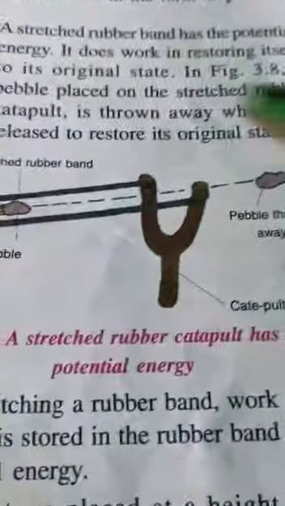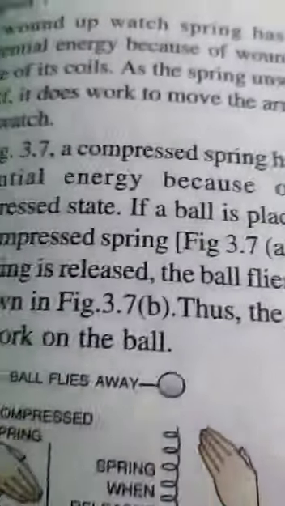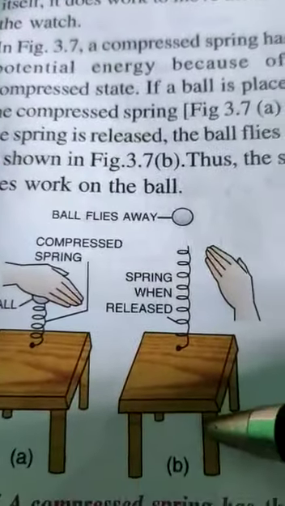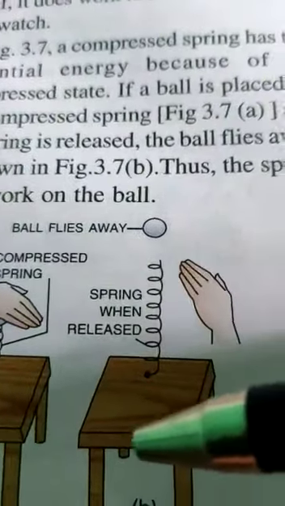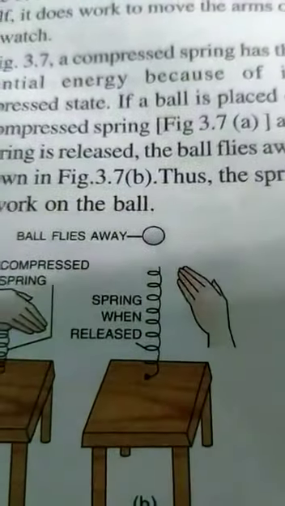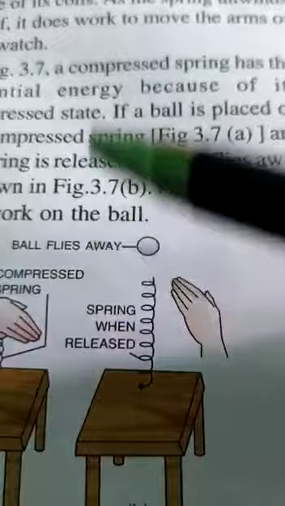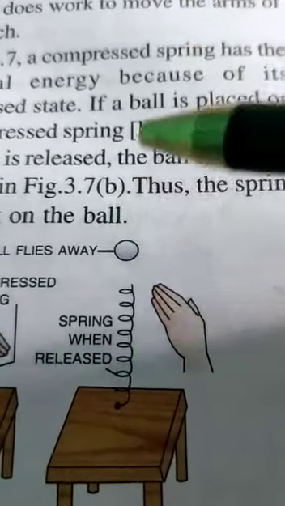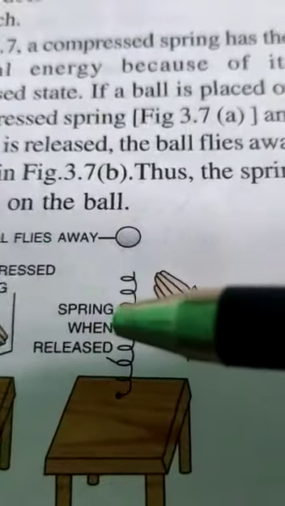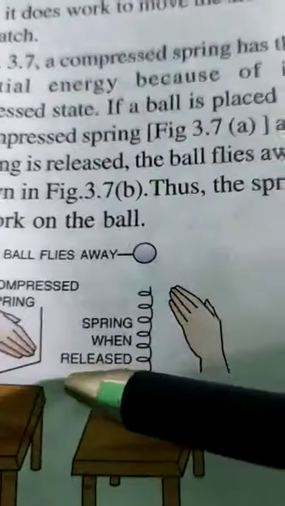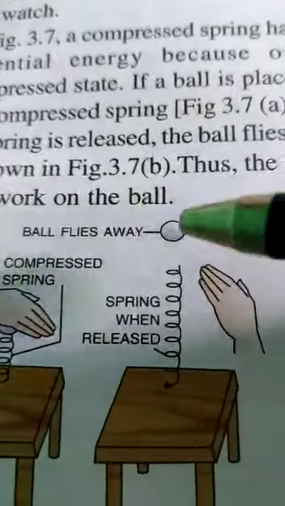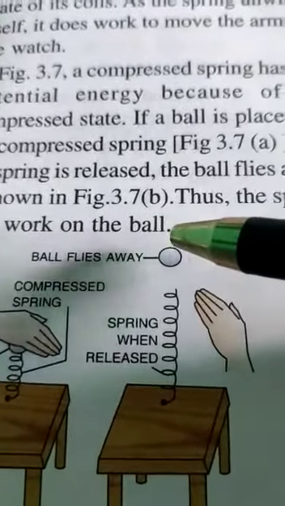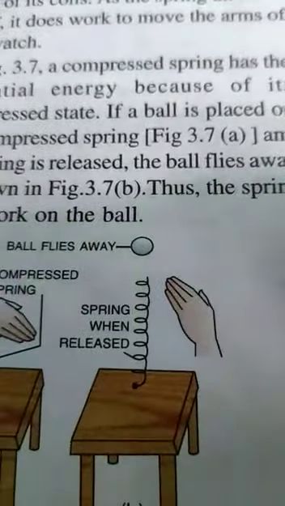The energy of a body at rest is called potential energy. Potential energy of a body is the energy possessed by it due to its state of rest or position. State of rest or position, that is potential energy. Potential energy is also known as stored energy.